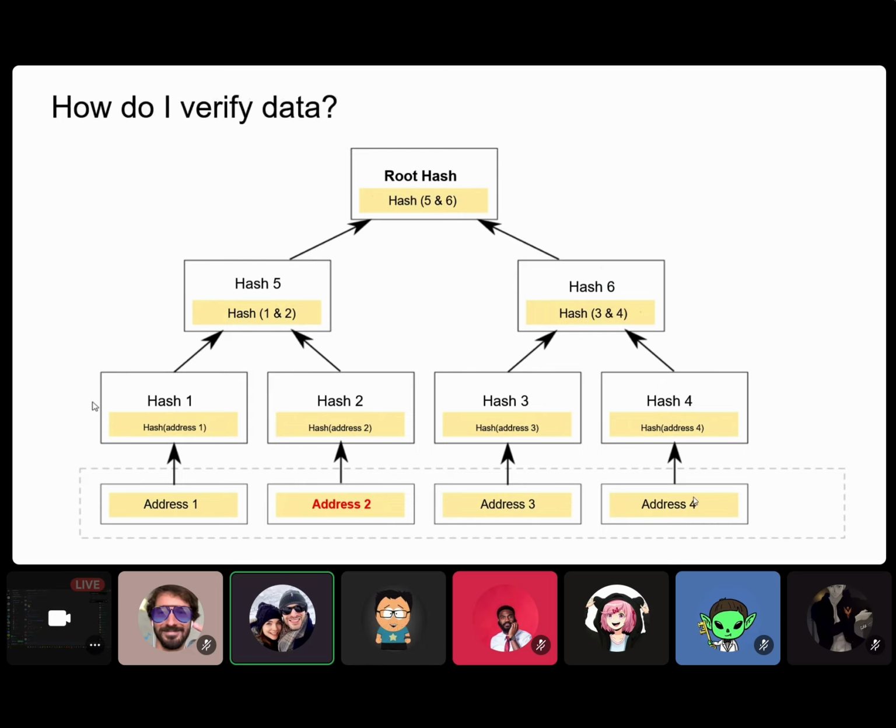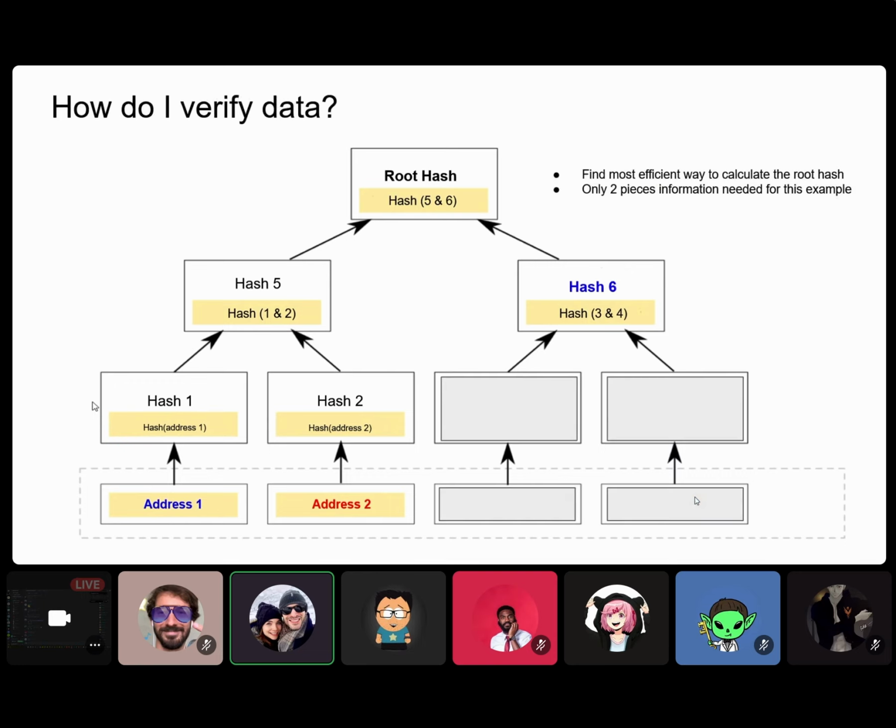And I wouldn't need all 4 addresses to do that. The minimum pieces of information I would need to know are the address itself, the neighboring address, and then this hash here. So the way it would work is I would have this address so I can hash it. I would need this address so I can hash it, and then I can get this hash. And then with this hash and this hash, I can get the root hash.